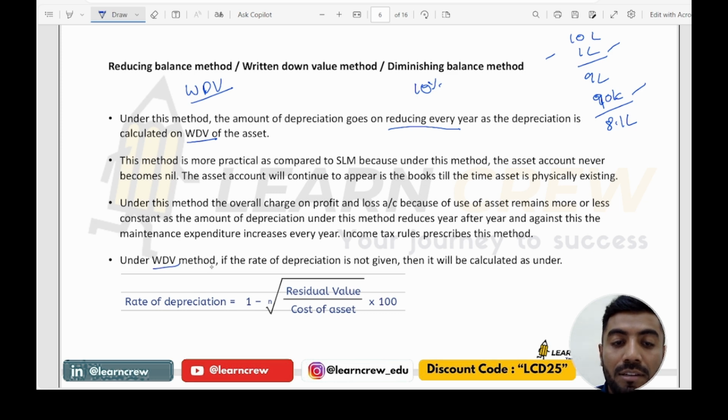Under this method, if the rate of depreciation is not given, then it will be calculated as follows. The formula for the rate of depreciation is equal to 1 minus (residual value by cost of the asset) to the power 1 by n. But usually the depreciation percentage will be given so that you can calculate directly. If not, you can use this formula.